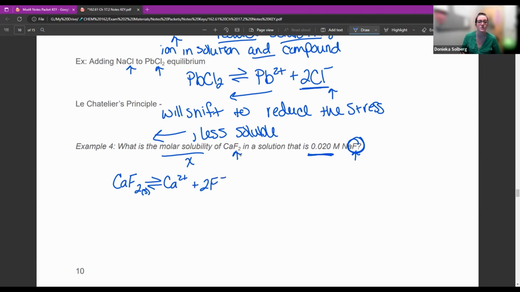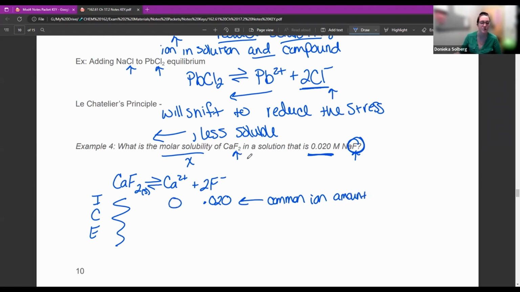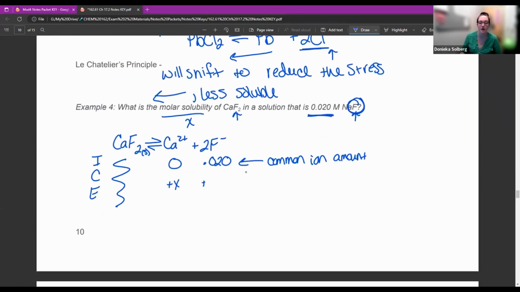Now, this is where my ICE table is going to be a little bit different. If I already have fluoride in there, that affects my equilibrium. I already have fluoride, so instead of putting 0 there, I actually already have 0.020 molar fluoride. So if I have that, the common ion amount goes in the initial spot. Now, I didn't have a common ion of calcium. It's still going to be plus X and plus 2X. This one, though, is not just 2X, it's 0.020 plus 2X.